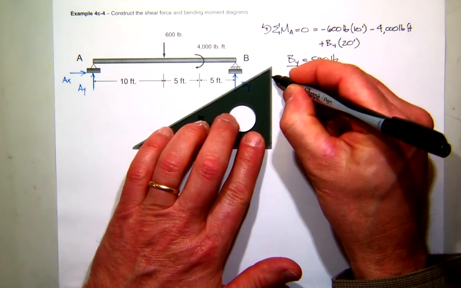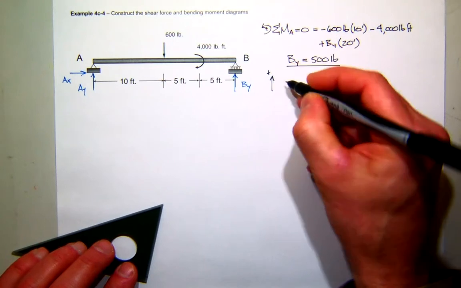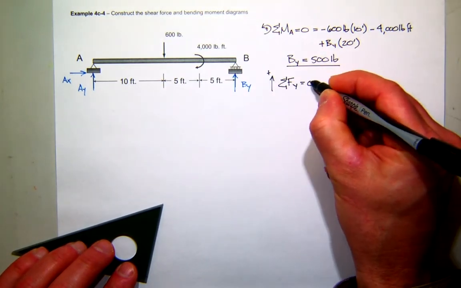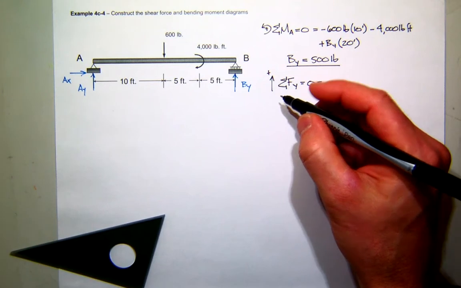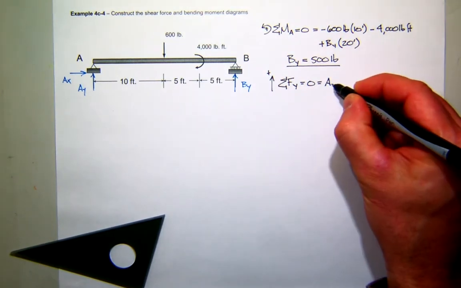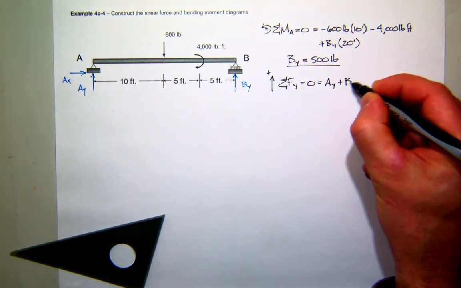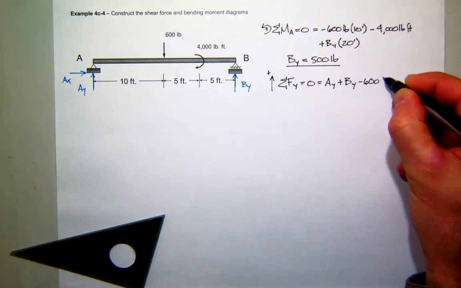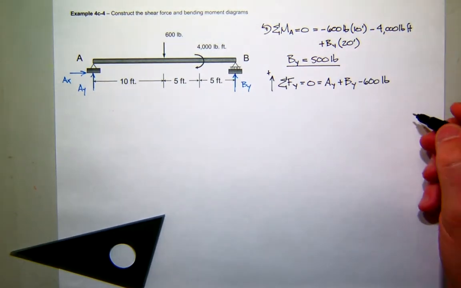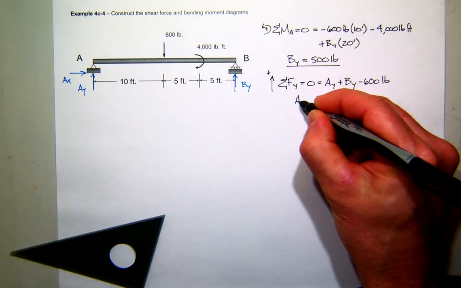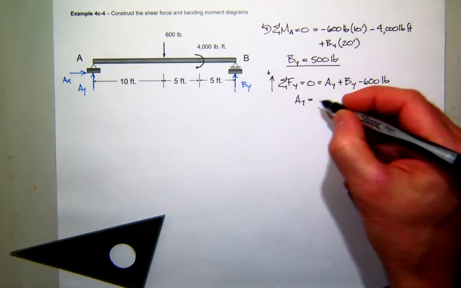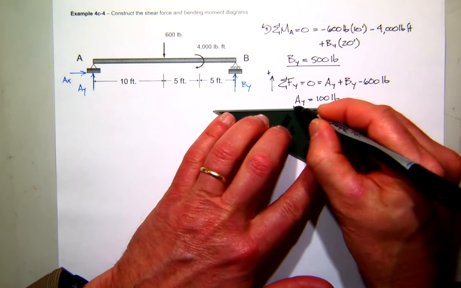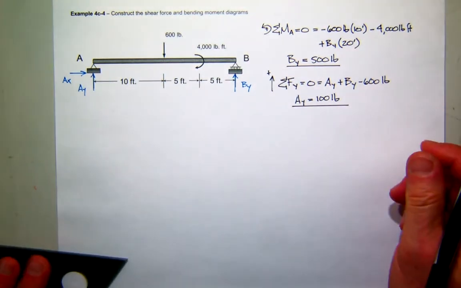And then we'll quickly sum forces in the Y direction, to make sure we're in equilibrium. I'm assuming up is positive, so I have AY acting up plus BY acting up, and then I have my 600-pound force acting down. So it looks like AY is going to be 100. So we found the reactions.